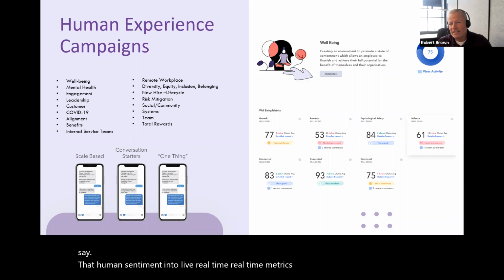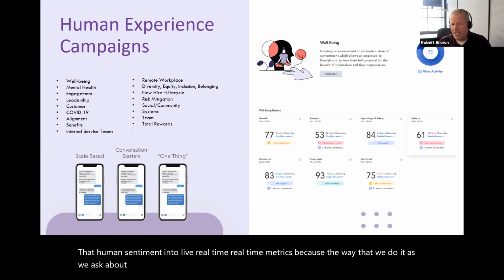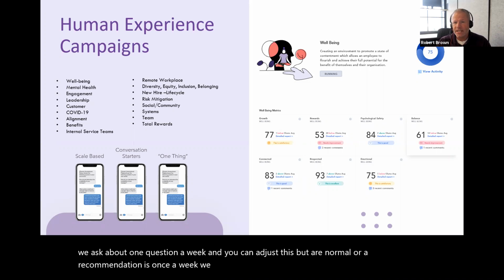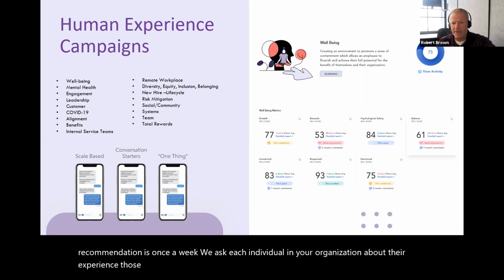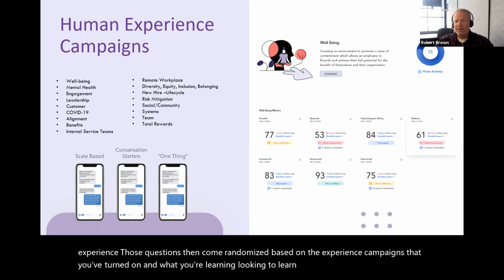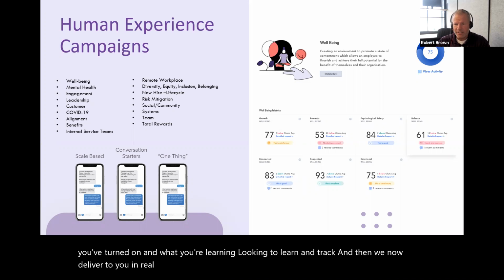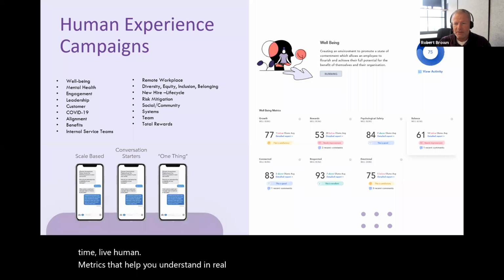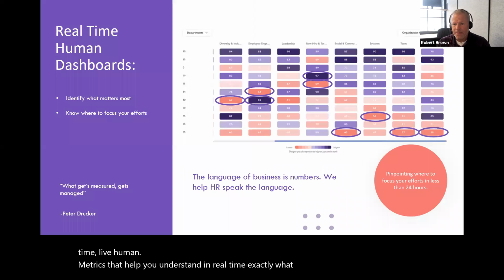because the way that we do it is we ask about one question a week, and you can adjust this, but our normal recommendation is once a week. We ask each individual in your organization about their experience. Those questions then come randomized based on the experience campaigns that you've turned on and what you're looking to learn and track. And then we deliver to you in real time live human metrics that help you understand exactly what your people are thinking and feeling.